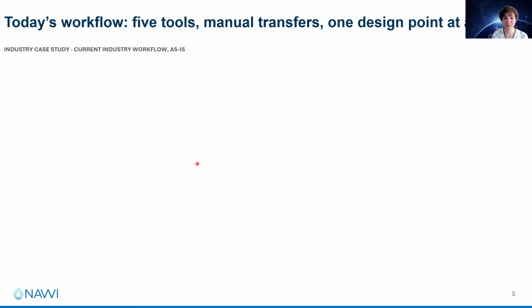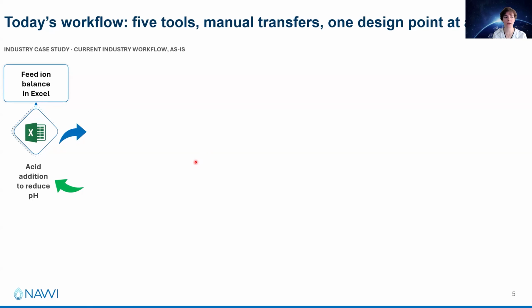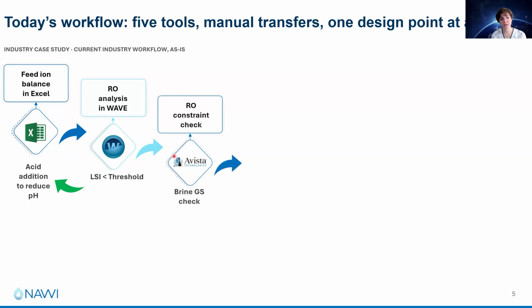Now, what is industry using to address this problem? They're using different, fragmented tools. I will start with showing them. They start with a feed ion balance in an Excel sheet, and they do some acid addition to reduce the pH. Then they do some reverse osmosis analysis in software such as Wave, and there are other software as well, and they control the LSI for calcite there. Then they do a constraint check for the anti-scaling dosing with other software like Avista. And for their softening step, they use chemistry engines such as OLI.